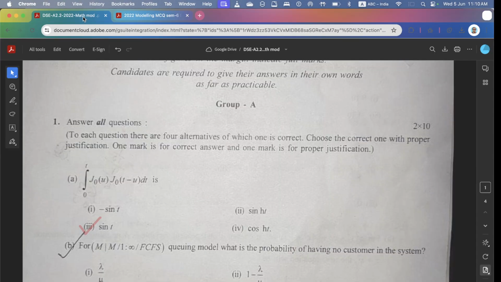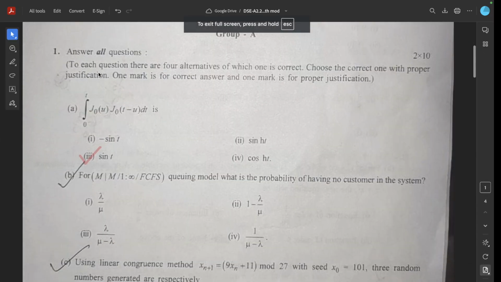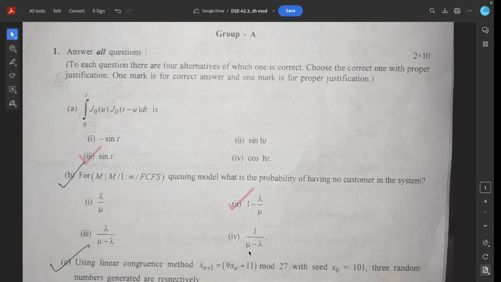Next question, question 1b. For this queuing model M/M/1 infinity FCFS, first come first serve queuing model, what is the probability of having no customer in the system? And the correct answer is this option 2, 1 minus lambda by mu.